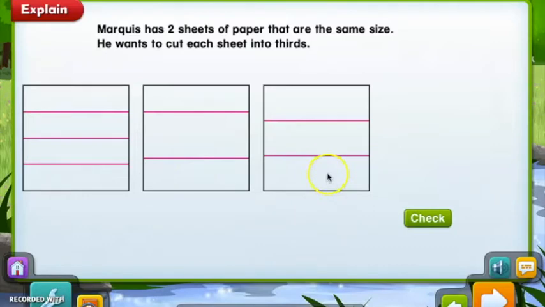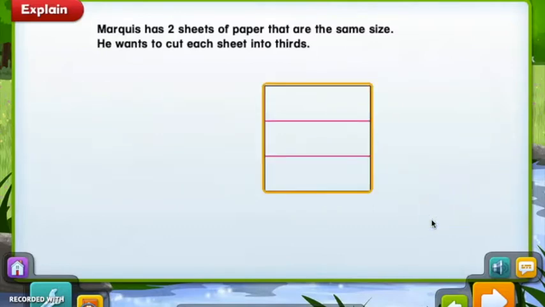Now let's look at this one. 1, 2, 3. I do see 3 pieces, and this one looks a little bit more equal to me. Each piece here looks about the same size and about the same shape. So I am going to click on this one, and we're going to see if we are correct. Good job! This is one way to cut the paper into thirds.